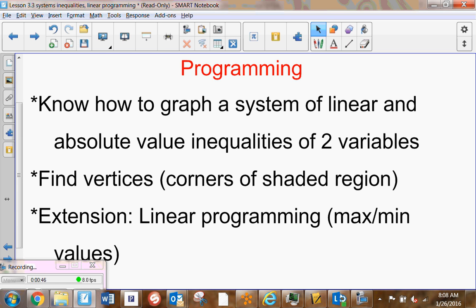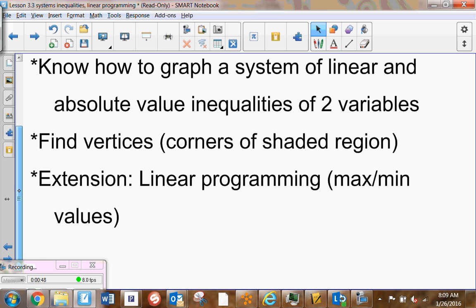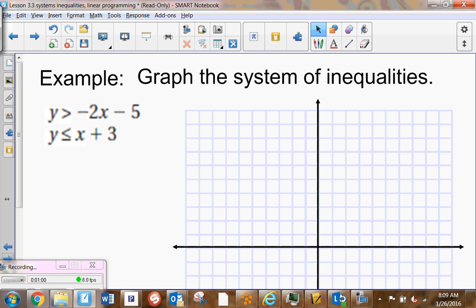Then we're going to find the vertices of the inequalities' shaded region, and then we're going to figure out linear programming. How does this fit into real life? How do businesses use it? It's called linear programming. So those are our three objectives today. All right, let's jump right into it.